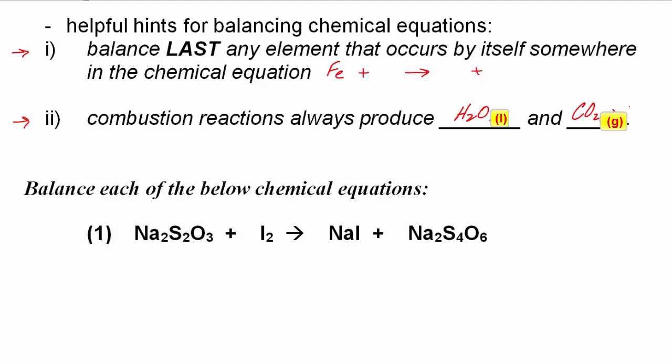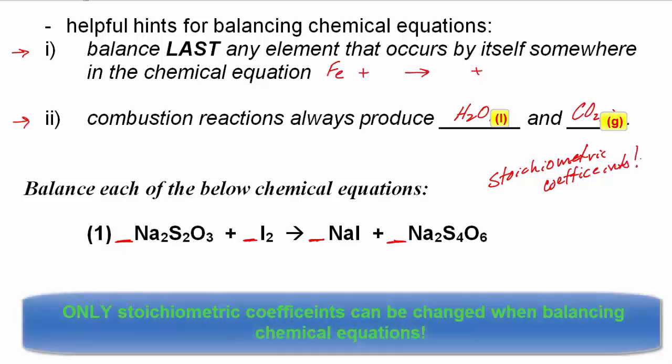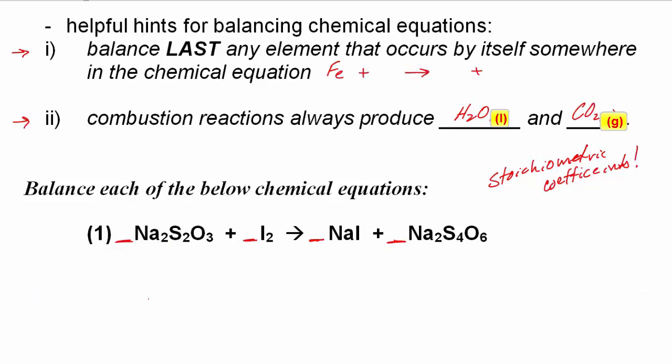Now, when you're trying to get the same number of atoms of each element on both sides, the only thing you can change and have control over is the number out front. Those numbers out front are called the stoichiometric coefficients. Those are the only numbers that you can change. You cannot change subscripts. These are fixed. Do not change. You can't change them. Otherwise, you'd be changing the compound. You can't do that.